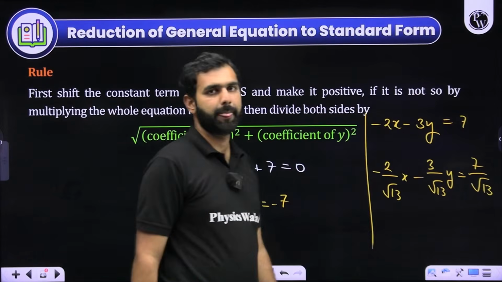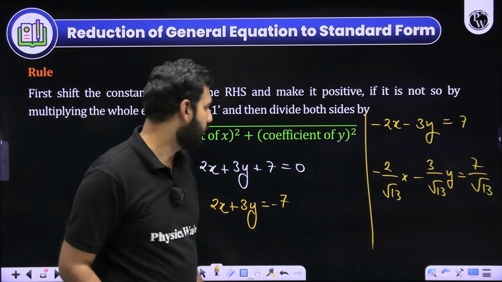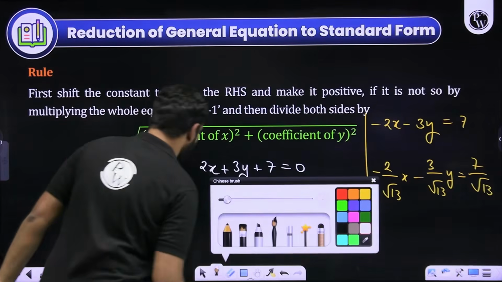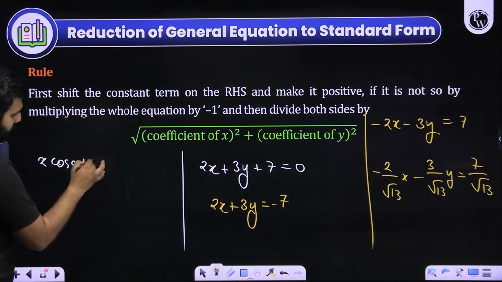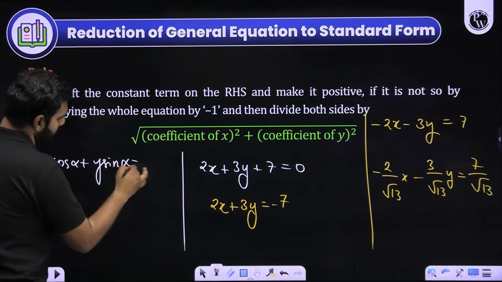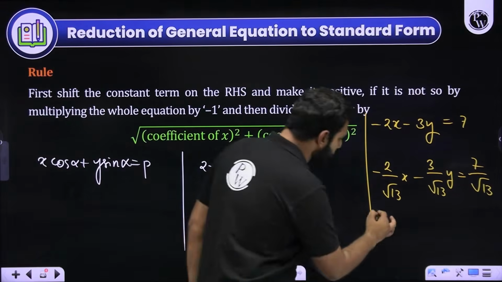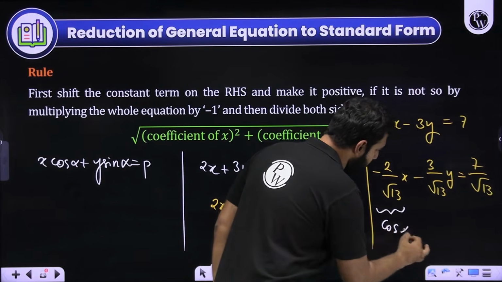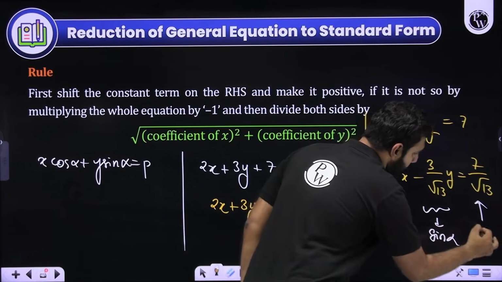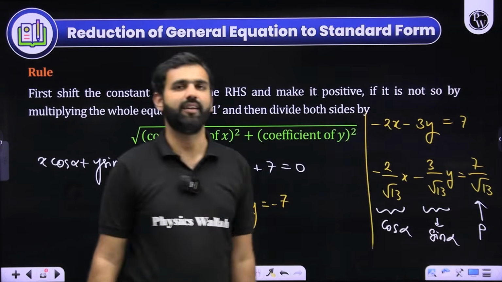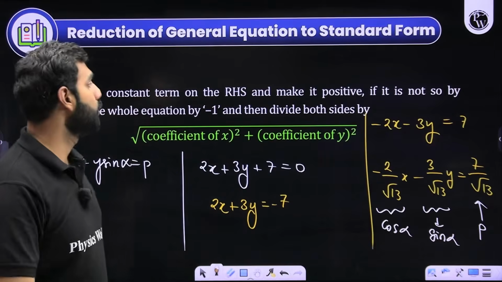What does it mean? It is nothing but your normal form. What do I mean by normal form? The normal form means x cos alpha plus y sin alpha is equal to p. So this minus 2 by root 13 is nothing but cos alpha here. This minus 3 by root 13 is nothing but sin alpha here. And the perpendicular distance of this line from the origin is 7 by under root 13.